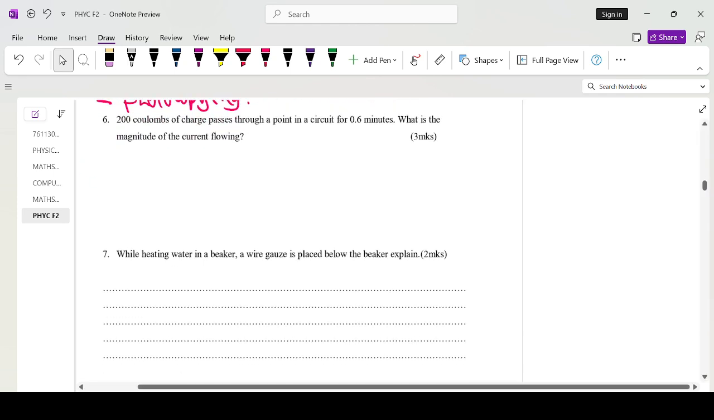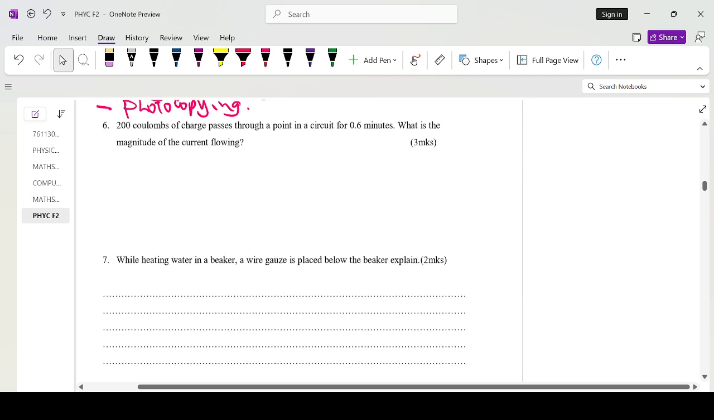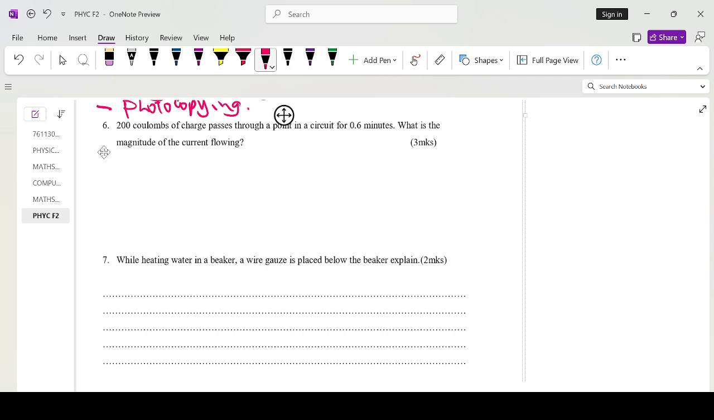Question number 6. 200 coulombs of charge passes through a point in a circuit for 0.6 minutes. What is the magnitude of current? This is from cells and simple circuits. I have the general formula with me. Q is equal to IT.